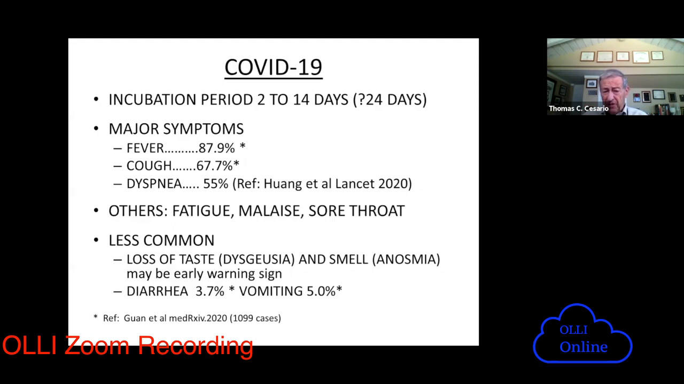Then we talked about this number who may have diarrhea or vomiting, but by and large, GI symptoms of that magnitude, diarrhea and vomiting, are not very common. Some people may lose their appetite, feel a little nauseated. That's a little higher percentage, but the number who get diarrhea and vomiting is relatively small compared to those who have fever, cough, and shortness of breath.